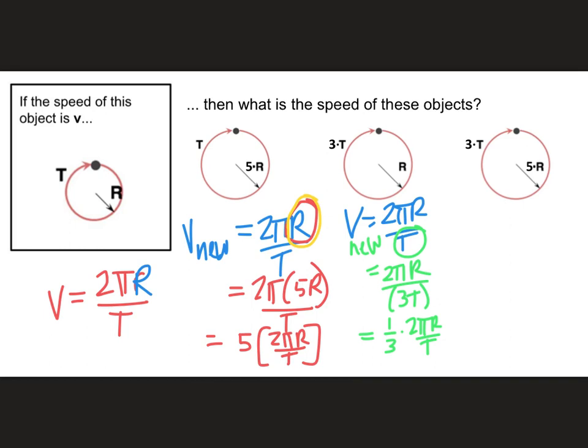All right, let's do this again in more of a shortcut version with this next one. So here's my original formula. Again, I'm going to pay attention to what is changing and what stays the same. 2 and pi don't change. Here, the R changes and the T changes. So that means my new speed is going to, on the top, change by a factor of 5, and on the bottom, it's going to change by a factor of 3. So the new velocity is 5 over 3 times the old velocity.